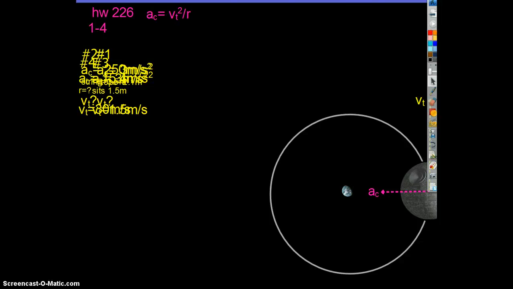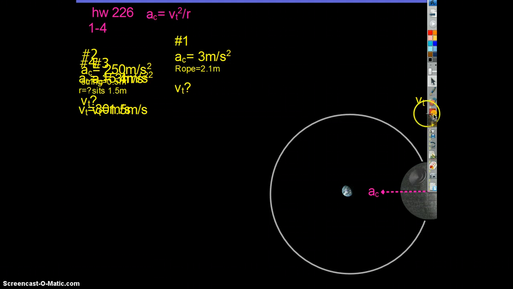Looking at the centripetal acceleration homework on page 226, 1 through 4. On number 1, we have a child on a swing. The swing has a rope length of 2.1 meters. They give us the centripetal acceleration of 3 meters per square second. What is the tangential velocity?